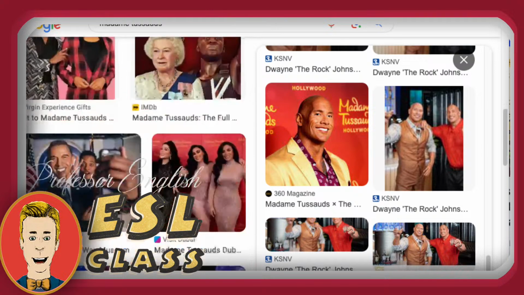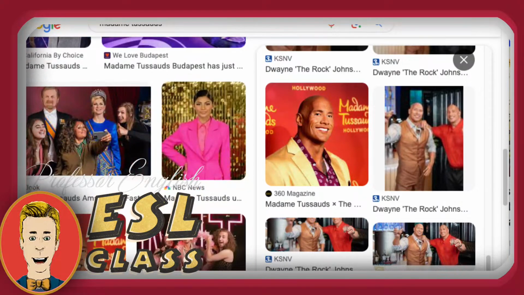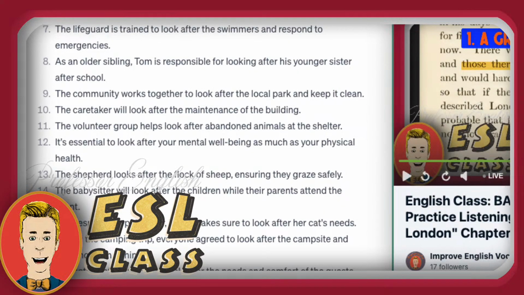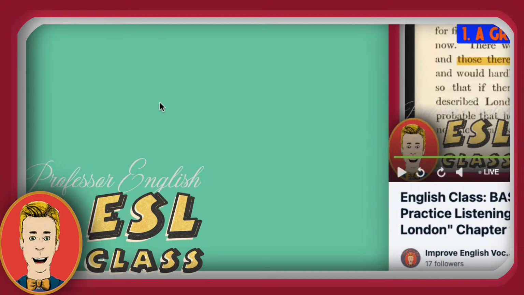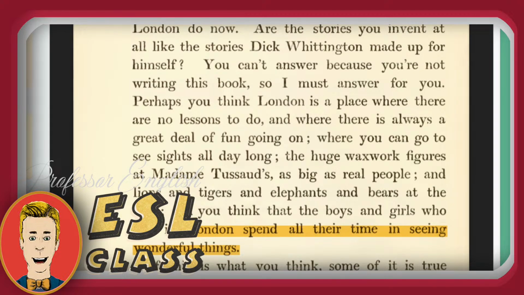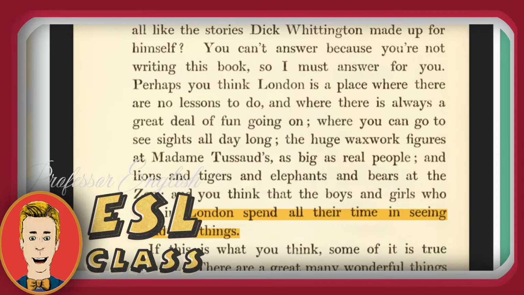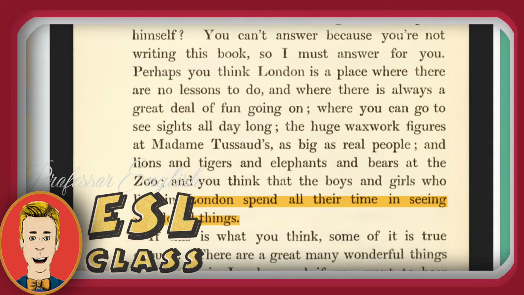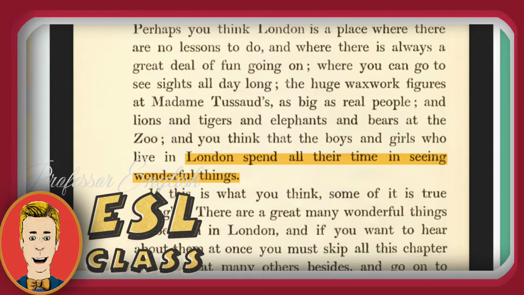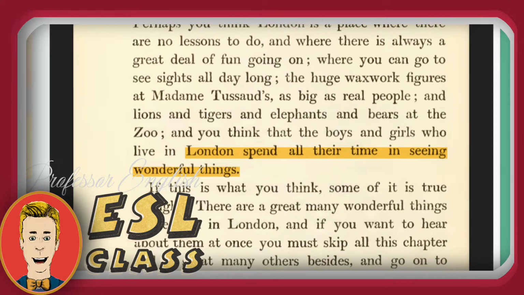Even though this was written 100 years ago, they have this museum where they make images of famous people from wax. So that's why it says the huge waxwork figures at Madame Tussauds, as big as real people. Probably that was more impressive 100 years ago. And the lions and tigers and elephants and bears at the zoo. And you think that the boys and girls who live in London spend all their time seeing wonderful things.